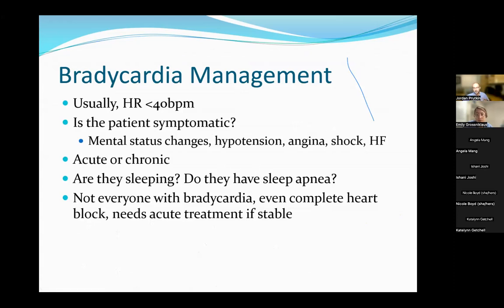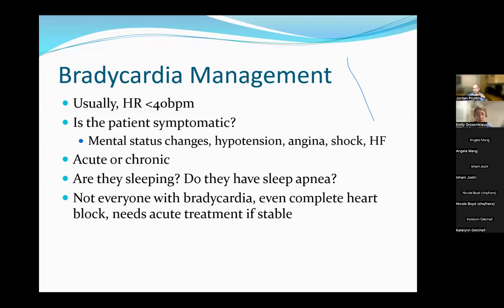Usually what we're talking about is someone who has a heart rate of less than 40. The first question is, are they symptomatic? Are they having mental status changes, hypotension, angina, shock, heart failure, something that is making you really concerned? And is it acute or chronic? Let's just say it's sinus bradycardia and they're a Tour de France cyclist. Pretty sure for most of them, their resting heart rates are probably going to be in the 30s. So you're not going to be worried if you see them and their heart rate is in the 30s, because that's what it should be. But if someone has a heart rate that was 85, and then it's abruptly 35, then you're going to be much more concerned. Are they sleeping?